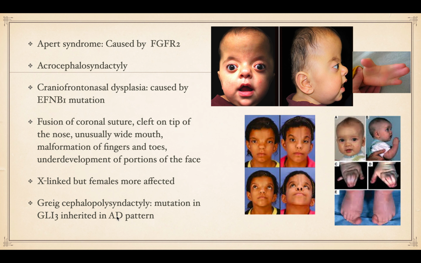Greig cephalopolysyndactyly is going to be a mutation in GLI3, and it's inherited in an autosomal dominant pattern. And there are going to be like 3 criteria: the fusion of the toes, fusion of the fingers, and then there's going to be an early fusion of the sagittal suture. Wait, I'm sorry, it's not the sagittal suture. It's going to be also a fusion of the coronal suture. So there's going to be some frontal bossing.